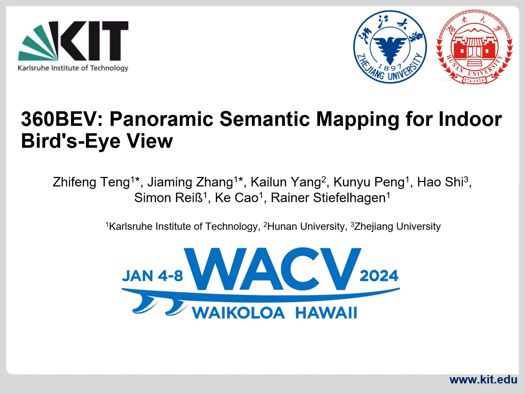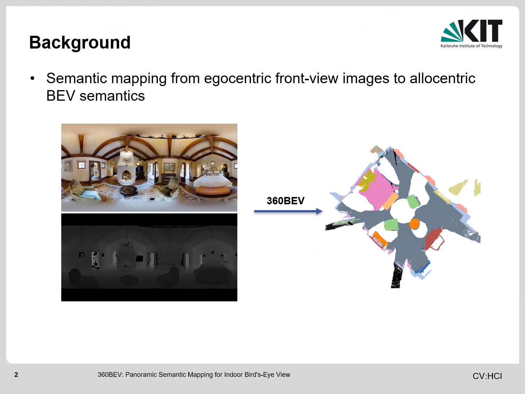Today, we present our work 360 BEV, Panoramic Semantic Mapping for Indoor Bird's Eye View. The bird's eye view (BEV) perception is a commonly used process of obtaining allocentric maps from egocentric views, since it clearly presents the location and the scale of objects, so it is suitable for navigation tasks. However, BEV perception has not yet been extensively explored for indoor scenes.